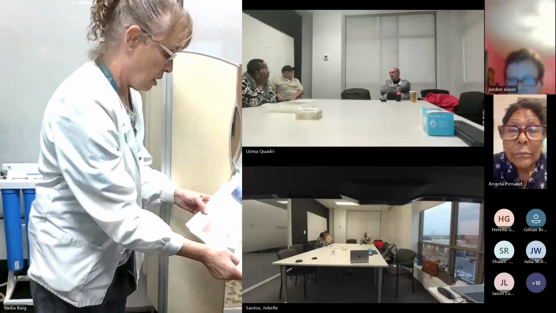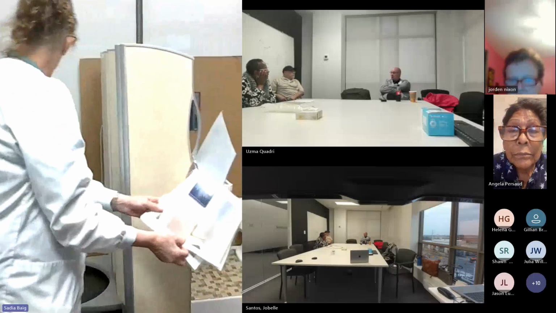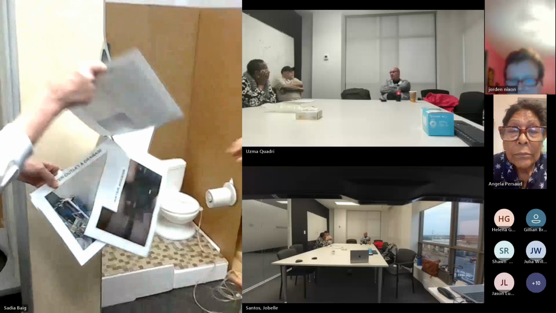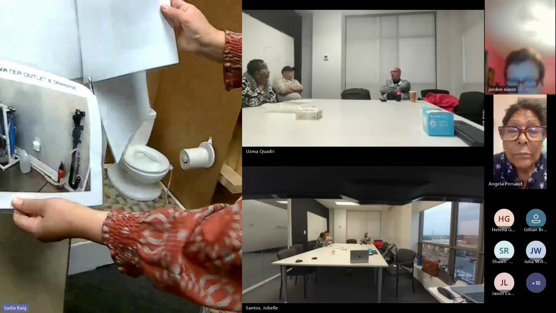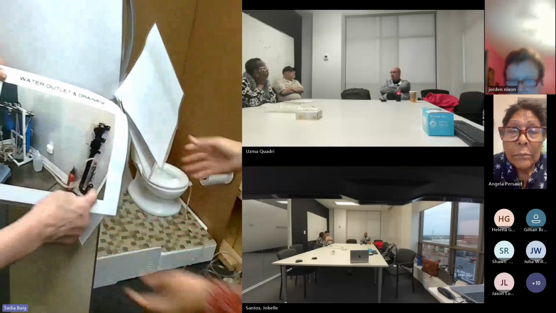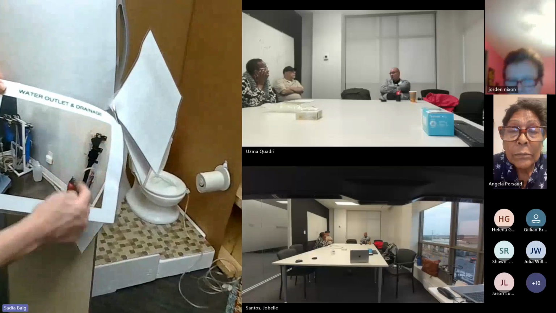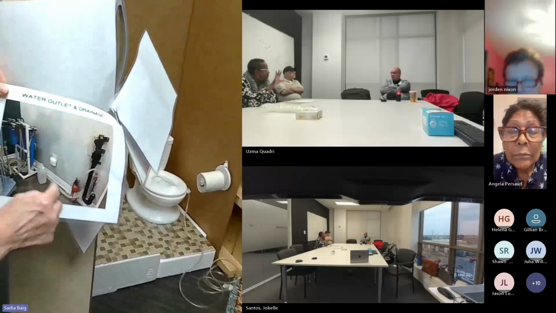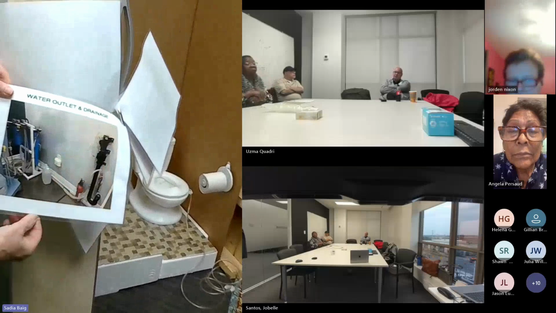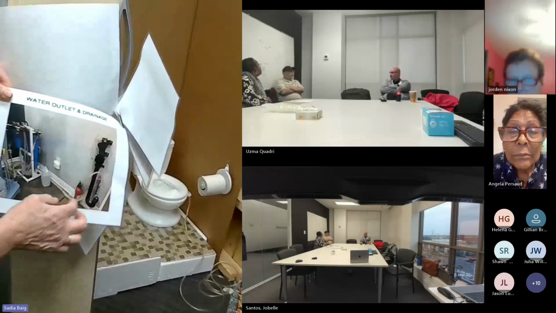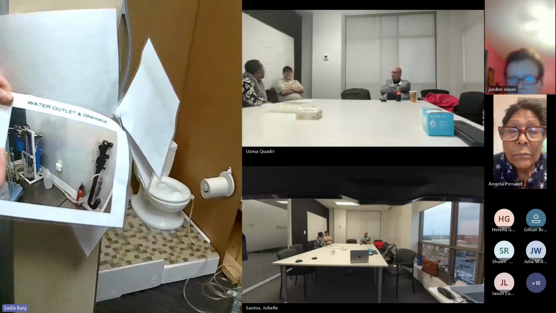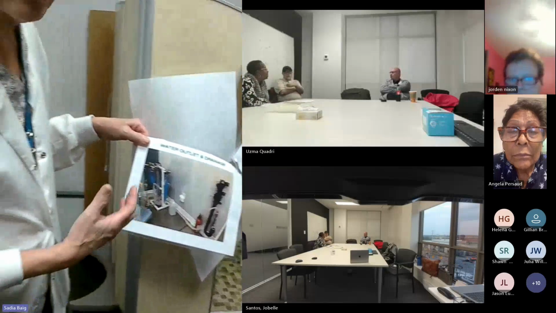So this is your stack. We call it the stack, and it leads the plumbing into there. We need water to go into your machine because it's very purified water that we use in order to make your dialysate.